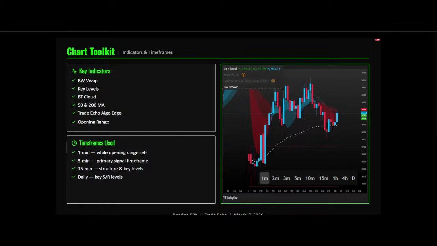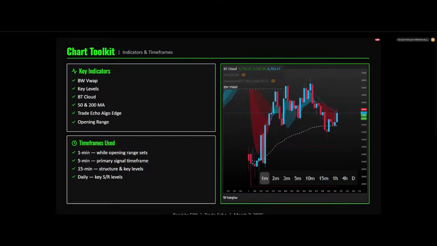It gives less noise. If you're trading in the 1 minute, you're going to see all these candles. You're going to see price keep tapping, going below VWAP, and that's just going to mess with your mental. So 5 minute is more clear, more structured, and gives you clarity. And the 15-minute is more for checking the structure and key levels and seeing what the trend is doing. Works really well with the BT cloud.